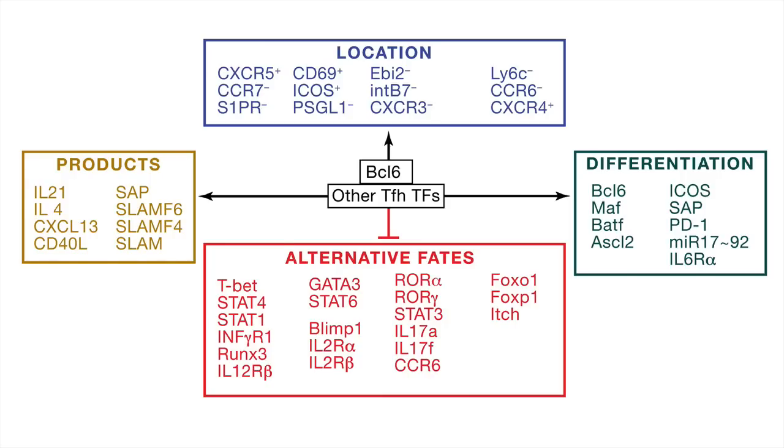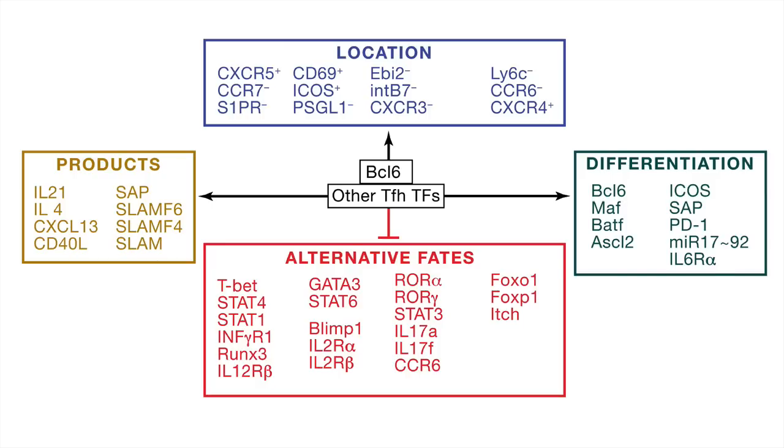BCL6, again, is the lineage-defining transcription factor for TFH cells. How BCL6 regulates TFH differentiation is still incompletely characterized, but many things are being learned, and that knowledge is accelerating. BCL6, at least in B cells, is known to be exclusively a repressor, and so it's not clear whether BCL6 turns on any genes directly in TFH or not. That's still to be determined.